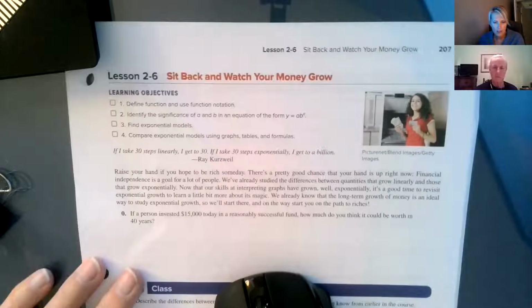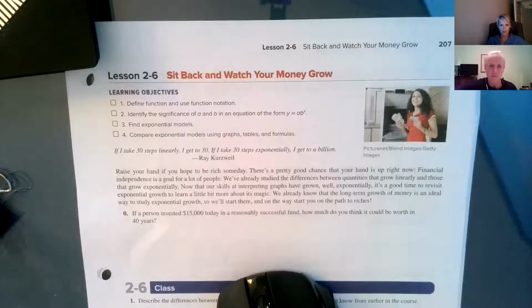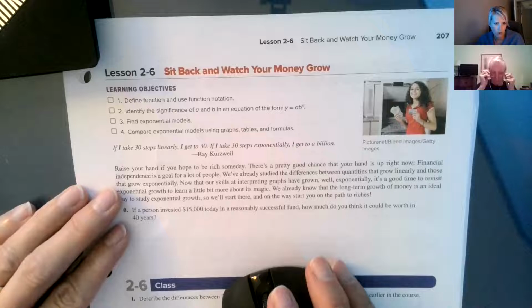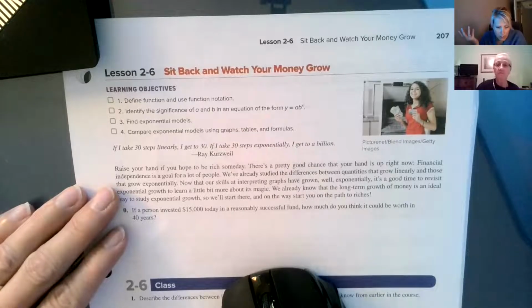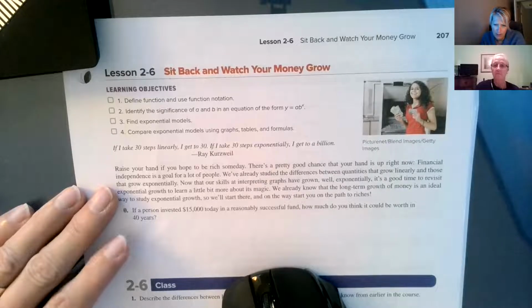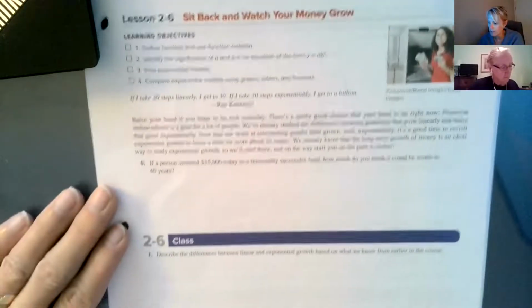Okay, so tonight we're going to look at lesson 2.6 and possibly 2.7. We'll see how this goes. It says, sit back and watch your money grow. The quote, I don't really know much about this quote. It says, if I take 30 steps linearly, I get to 30. If I take 30 steps exponentially, I get to 1 billion. And that's what we saw in lesson 2.1 when we had that initial idea of simple interest and compound interest.